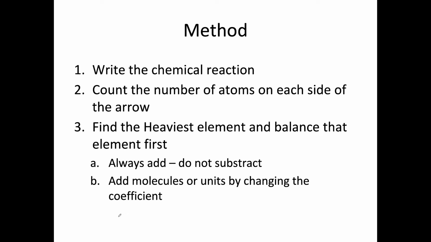First thing we need to do is figure out which one's the heaviest element. Sometimes you might have two or three heavy elements, you just have to pick one. I usually like to find the heaviest, and that may be the easiest. Or it may change as we do the balancing. Don't worry about that. You always go back and balance it later.